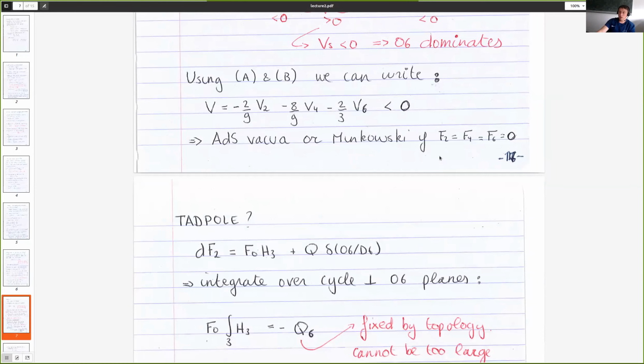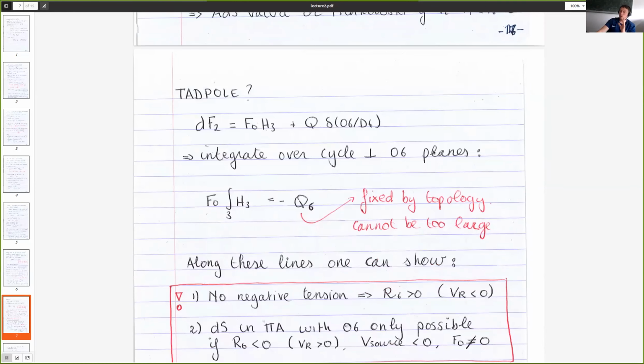Does it mean that there is a solution? No, I just gave you necessary conditions. I stabilized with respect to two fields. A generic space has many fields. So I need to do much more work to show that I can get a solution, but this was at least a necessary condition.